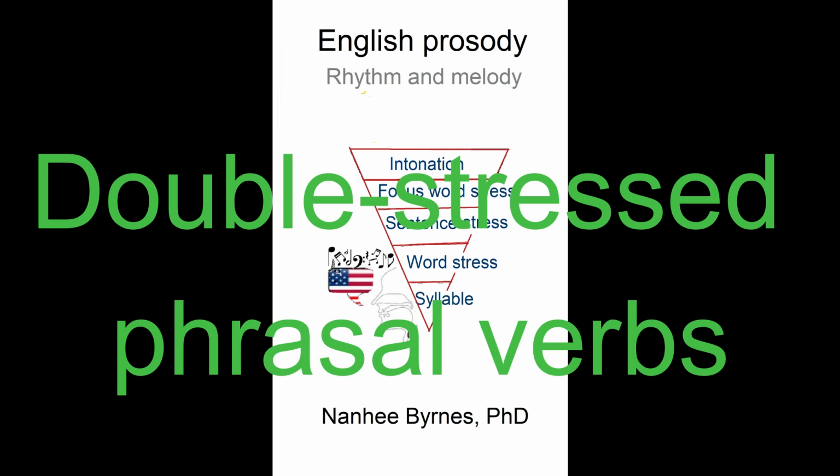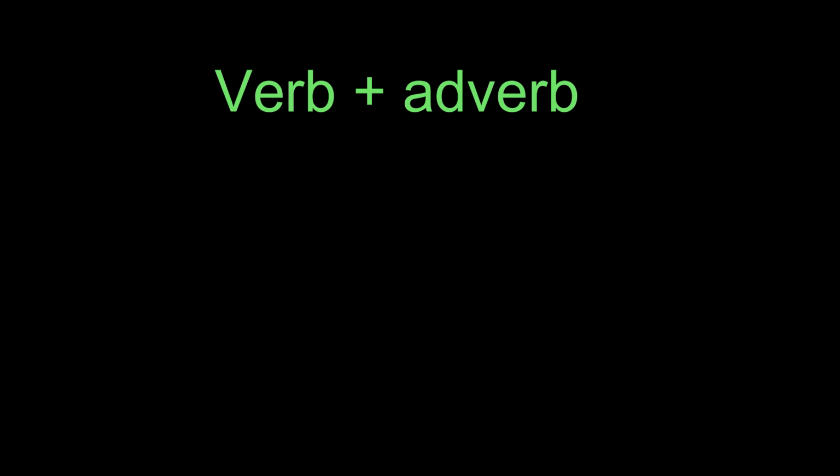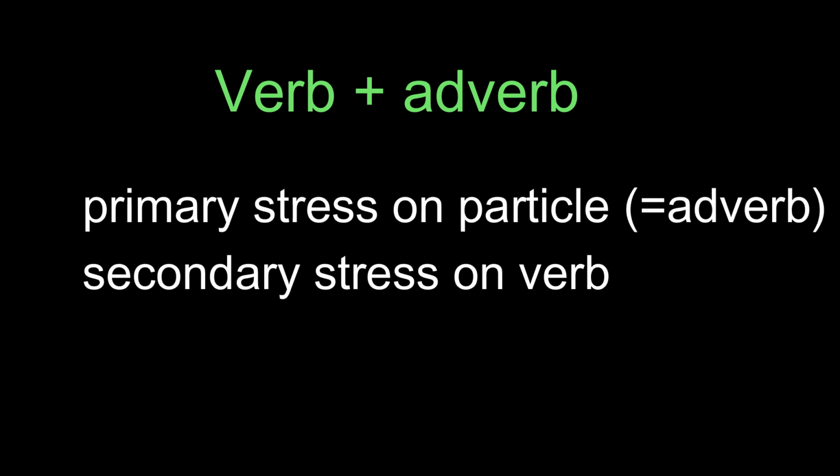Double-stressed phrasal verbs. When the particles of the phrasal verbs are adverbs, phrasal verbs have two stresses. The primary stress is on the particle and the secondary stress is on the verb. These are examples of phrasal verbs that follow the double stress pattern.